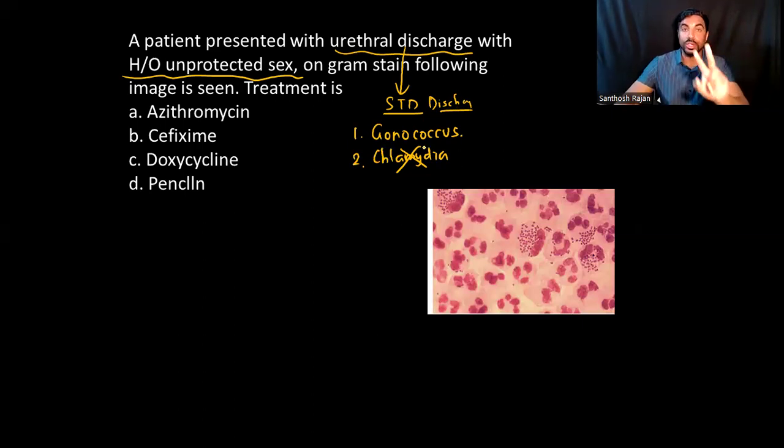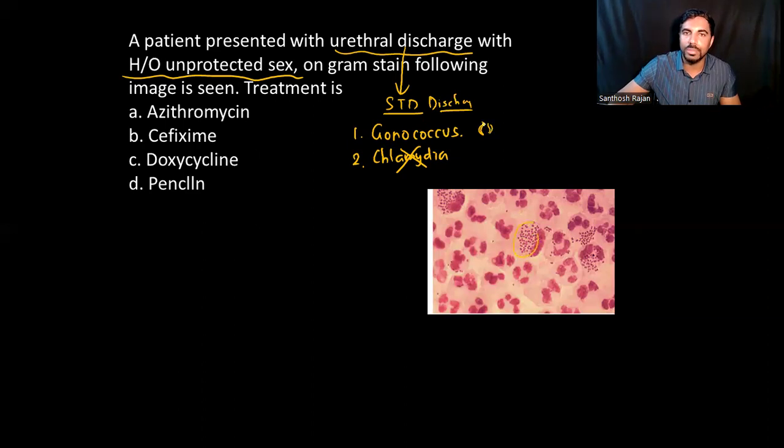We are talking about urethral discharge, not vaginal discharge. Don't confuse it with vaginal discharge, which is different: that is candida, BV, TV, bacterial vaginosis, trichomonas vaginosis, or candidiasis. Here we talk about urethral discharge, only two, gonococcus and chlamydia. Chlamydia can't be stained, the cell wall has a problem there. So only when you stain something and get a result, that should be gonococcus. Remember like that. It's intracellular and a diplococci.